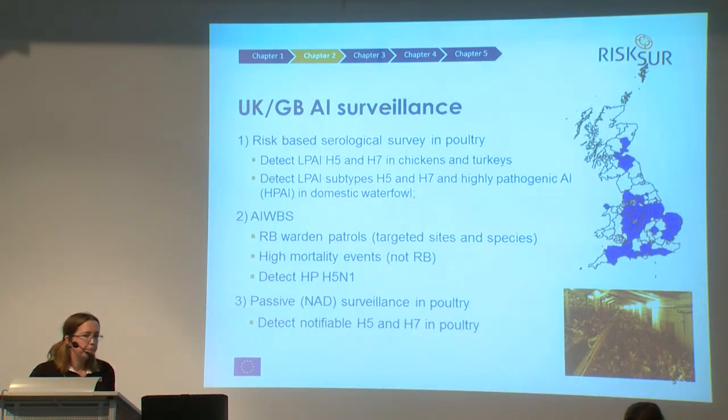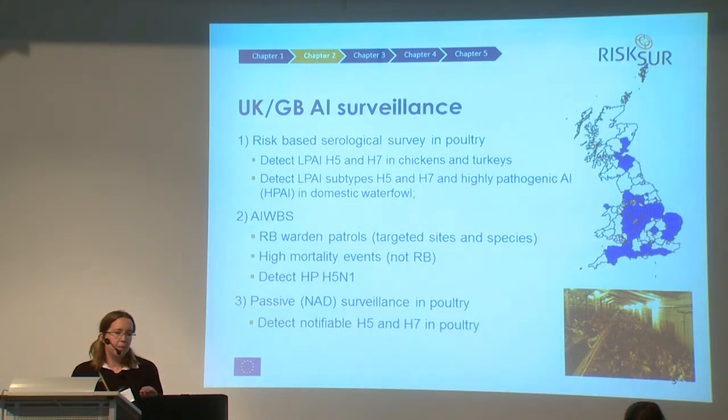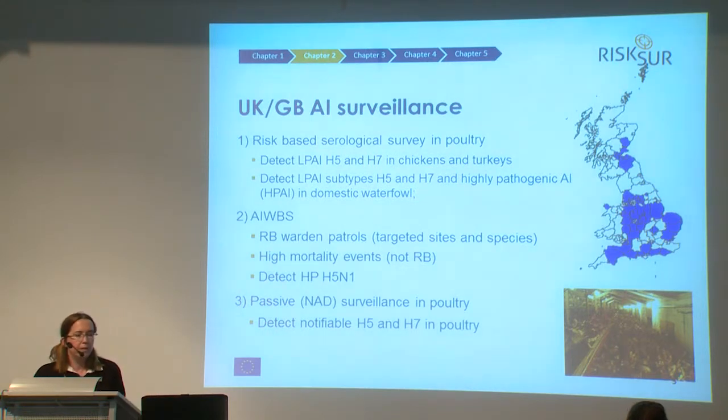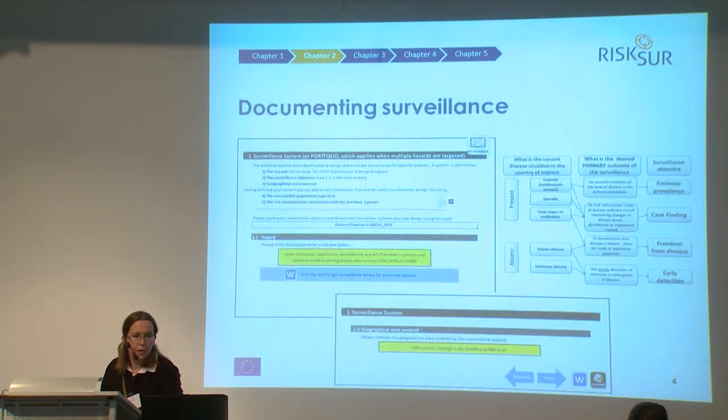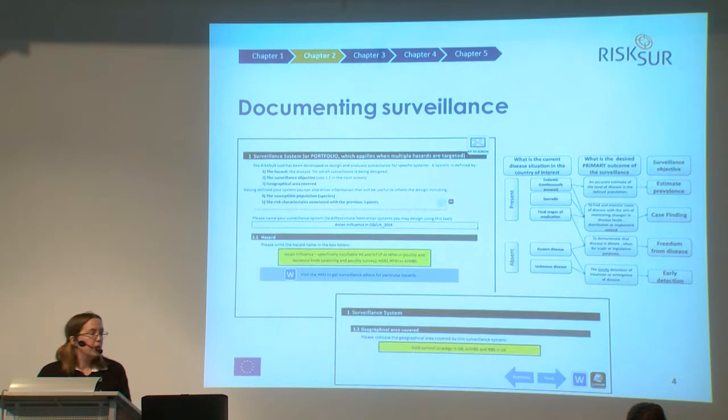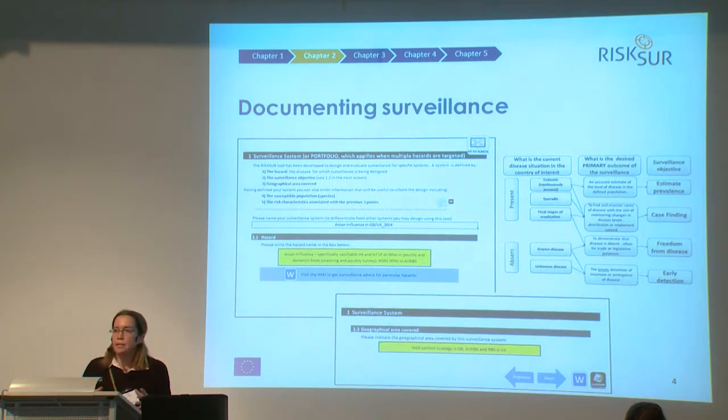to poultry. And finally, the third component is our passive notifiable avian disease surveillance in poultry, and that's what I'm going to focus on today. The aim there is to detect notifiable H5 and H7 in poultry. So going back to the framework, which Nanda's talked about in detail, I want to talk you through how we've used the Excel mock-up tool to document our AI surveillance.